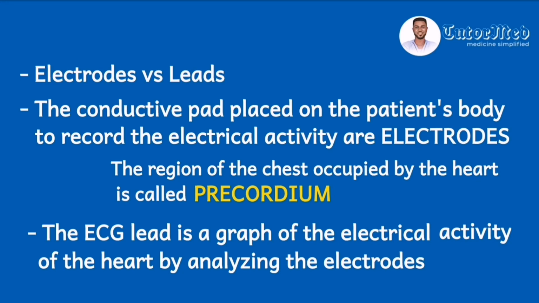As an example, which we will see in a minute, we will learn that there is a lead called lead 1. And that lead was generated when the ECG machine analyzed the readings from the electrodes or parts which were put on the left arm and the right arm.